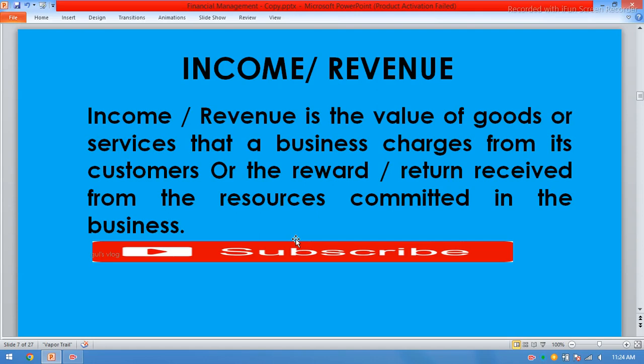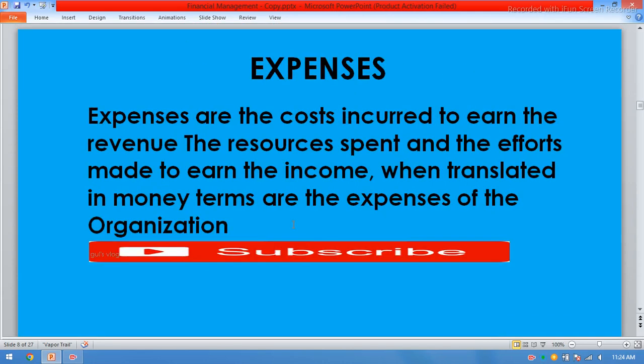Income or revenue. Income revenue is the value of goods or services that a business charges from its customers or the reward return received from the resources committed in the business. Expenses. Expenses are the cost incurred to earn the revenue, the resources spent, and the efforts made to earn the income. When translated in money terms, are the expenses of the organization.